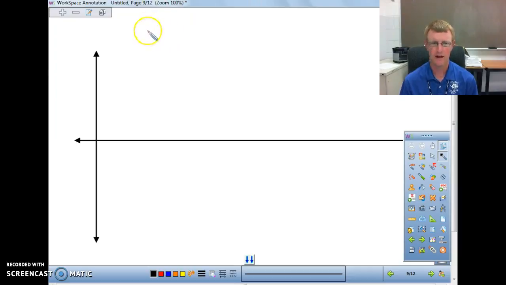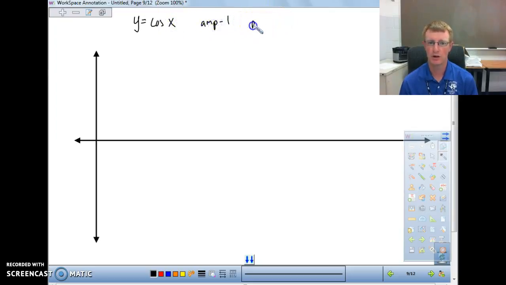The same thing follows with the cosine graph. We have y equals a regular cosine of x. The amplitude is still 1. The period is still 2 pi over 1, which is just 2 pi. And the reason is because there's a 1 in front of the x. Even though you don't see it, it's still a 1 in front of the x.